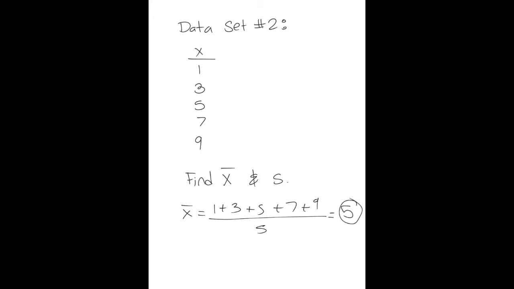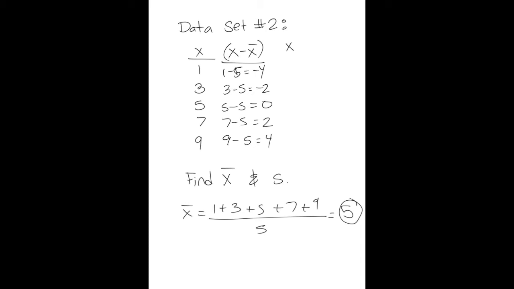Okay, so next, in our process of finding our standard deviation, first we do x minus x bar. So we start out with 1 minus 5, which is negative 4, 3 minus 5, negative 2, 5 minus 5, 0, 7 minus 5 is 2, and 9 minus 5 is 4. I'm just using strictly symmetrical data to make our calculations a little simpler.